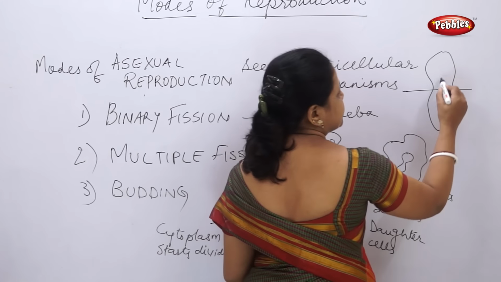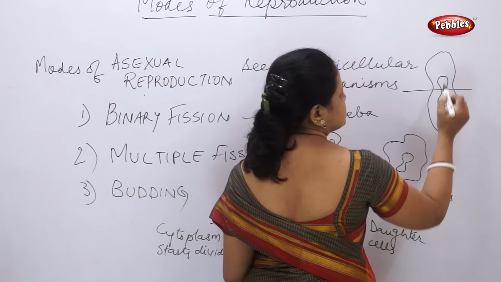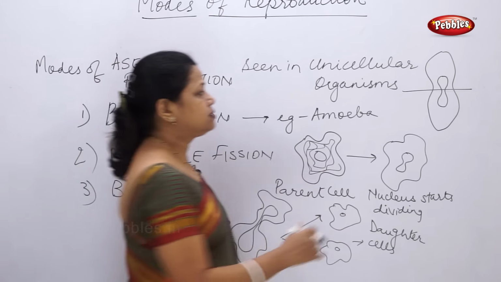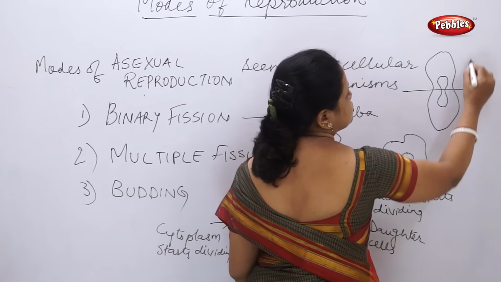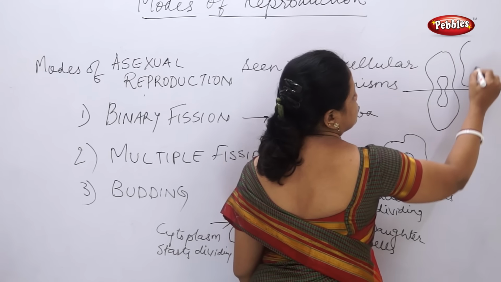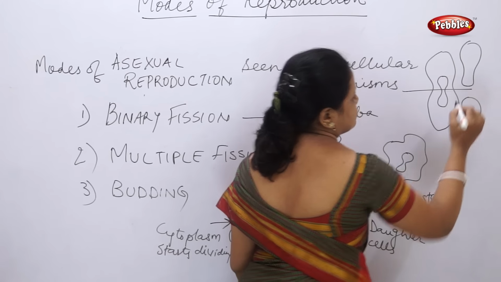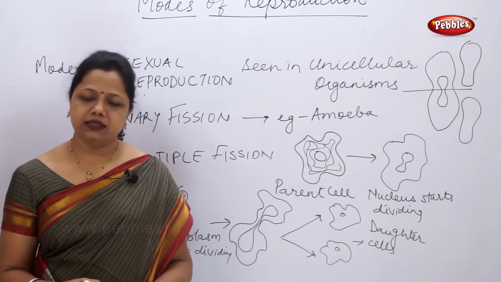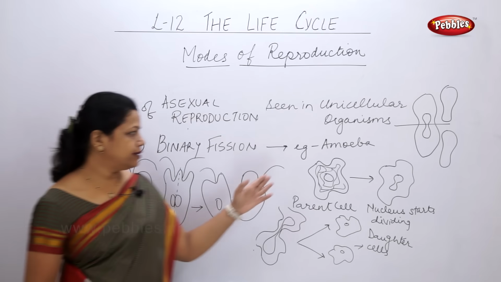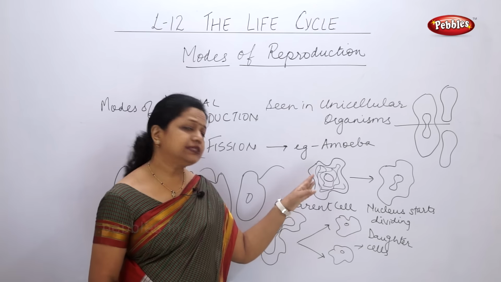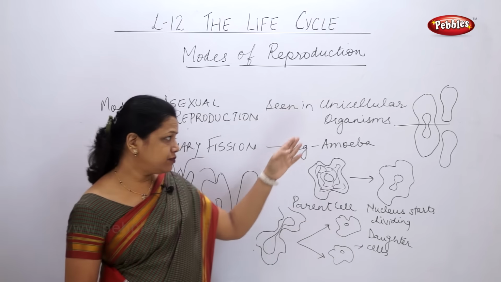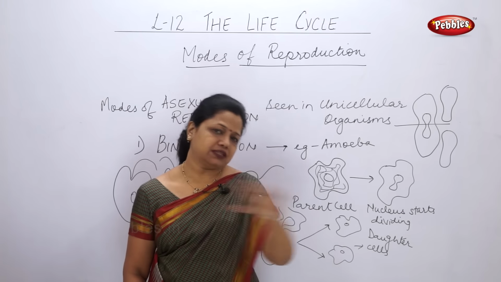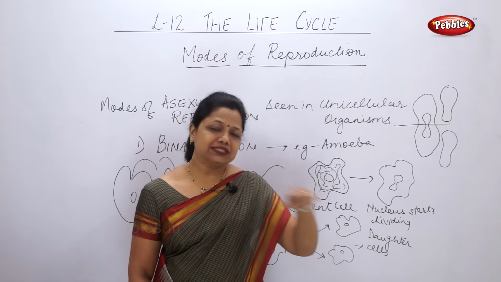In some stages the nucleus starts dividing, and when the nucleus completes dividing, the cytoplasm also divides and it separates into two. So here two are formed. This is how the paramecium divides in the transverse plane. So we saw binary fission in amoeba, which happens in any plane, but in paramecium it happens in the transverse plane. That means it cuts in half from the center.